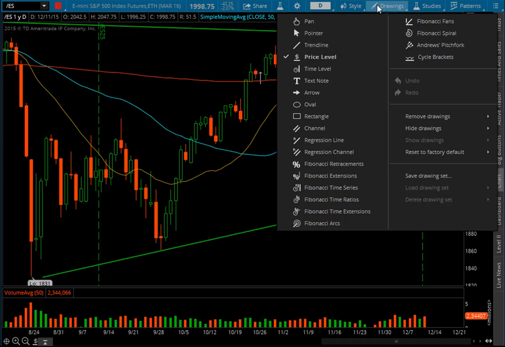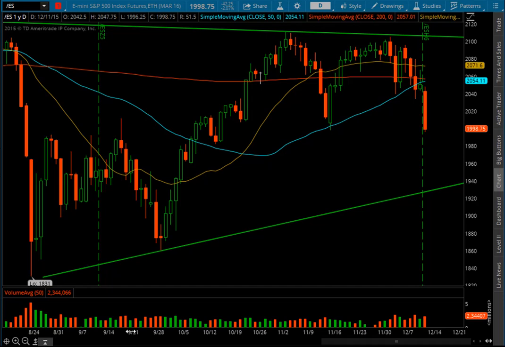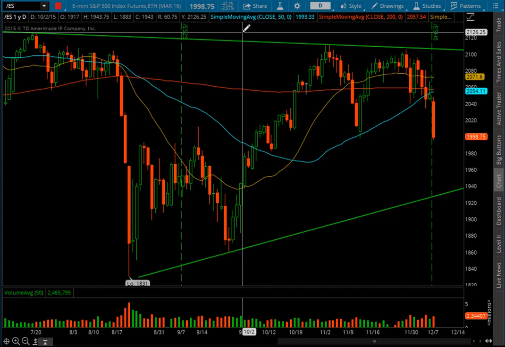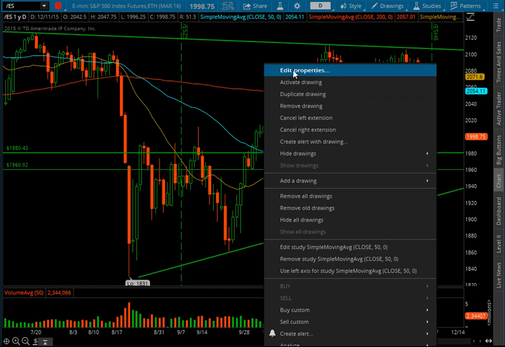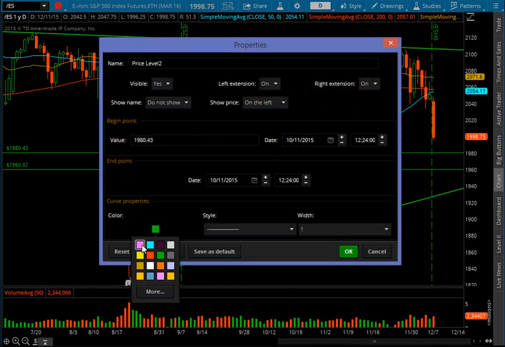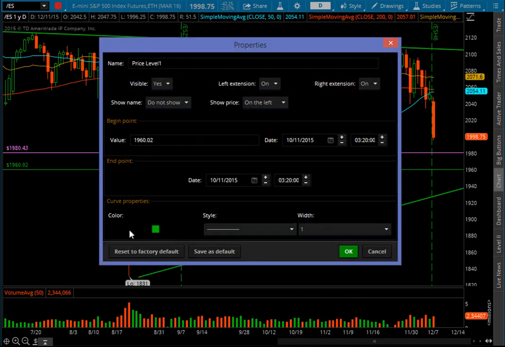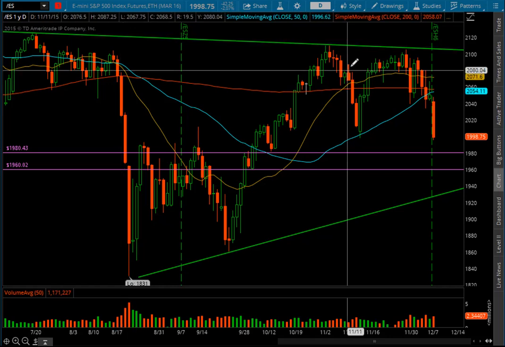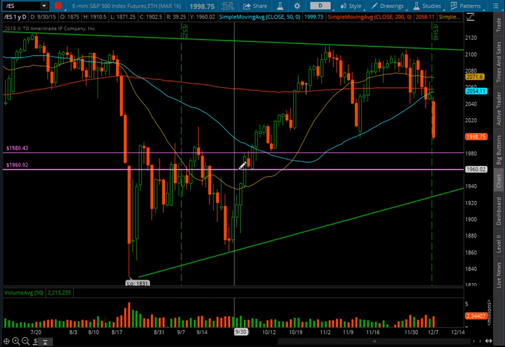In fact, what I'm going to do is change the colors so that your weekly resistance and support are in green, and your daily support is in a different color. Let's just do pink. So that's your daily support on here, and that's your weekly resistance and weekly support line or trend line in here.